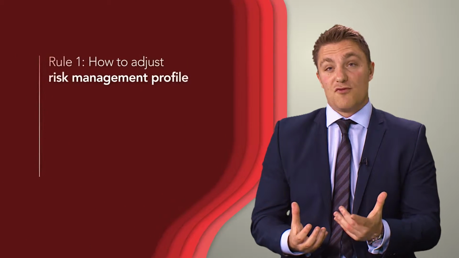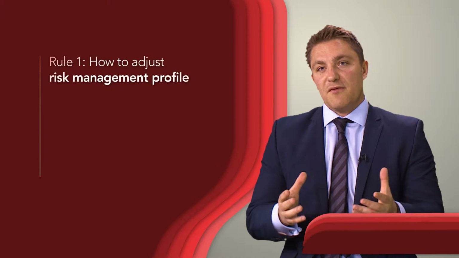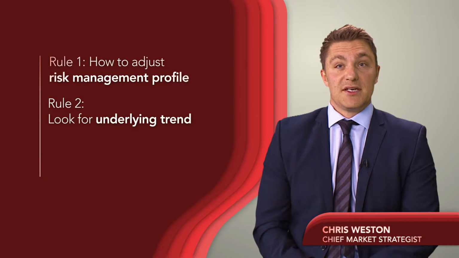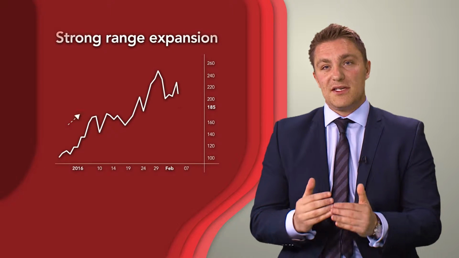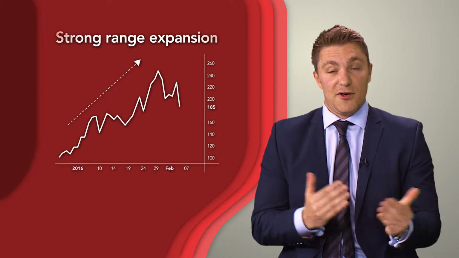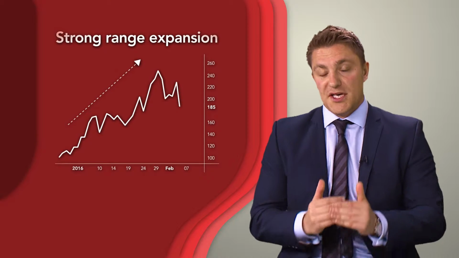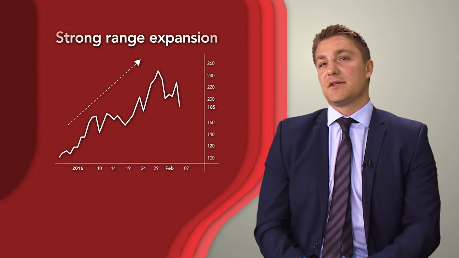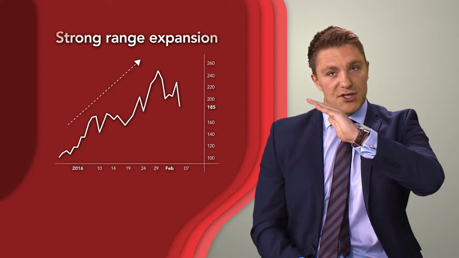The first rule of volatility is understanding how you adjust your risk management profile. The second thing I'd look for when I'm looking at volatile markets is whether there is an underlying trend. If you look at the first couple of weeks of 2016, we saw massive volatility, and you could see that through the daily ranges. If you look at the ATR, the average true range, you could see huge range expansion. But the great thing for day traders at the time is you were seeing very strong trends.